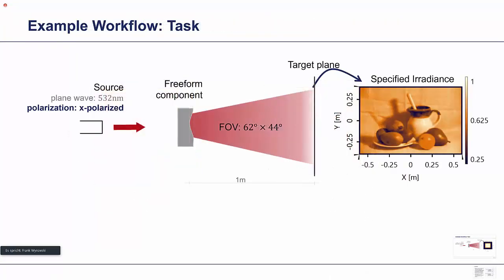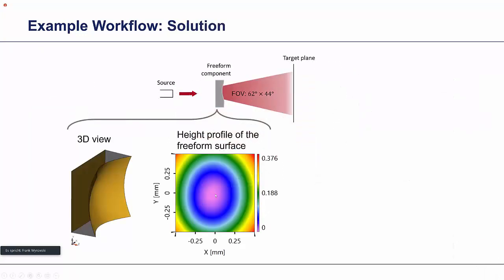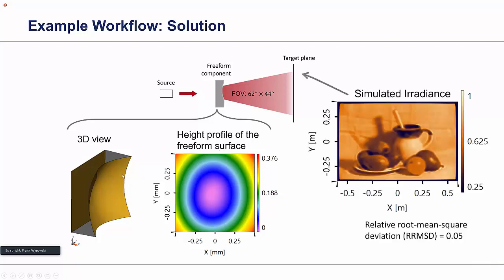I would like to show you at the end of the talk 2 more examples. This is an example where we use the full workflow. So here we have a plane wave again, a collimated beam, X-polarized, and we calculate a full freeform component to get this specified irradiance. And then we calculate it. So here it's a freeform surface. My colleague called it a lens. So let's call it a lens. So here we have a lens. And then we get here the simulated irradiance of the full thing.